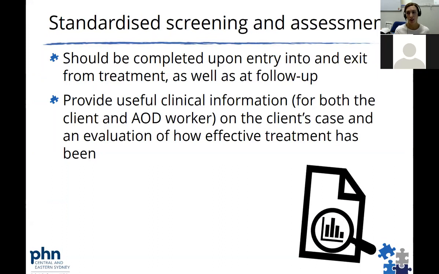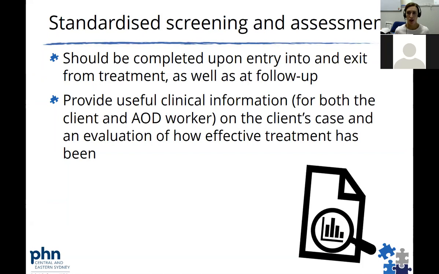be useful and used to help clinicians gather data on their clients. So these provide a reliable and valid view of the client's difficulties and their current life situation, and when they're conducted appropriately, they can be quite a good way of building rapport. Standardised assessment should be conducted and completed upon entry into and exit from treatment, as well as at follow-up.